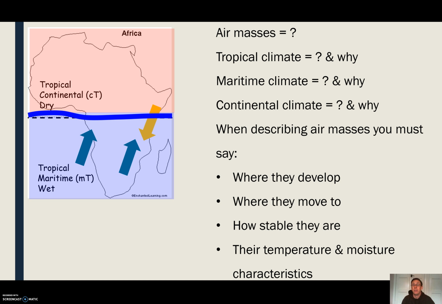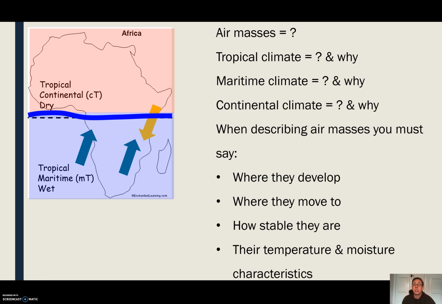When we're talking about them, we need to talk about where these air masses are from, where they're moving, are they stable or unstable, and what are they like in terms of the weather conditions there. So you can see in the little diagram that I've got in the top left that we've largely got two air masses that are jostling for dominance over Africa. We've got a tropical continental air mass in the north, and we've got a tropical maritime one in the south.